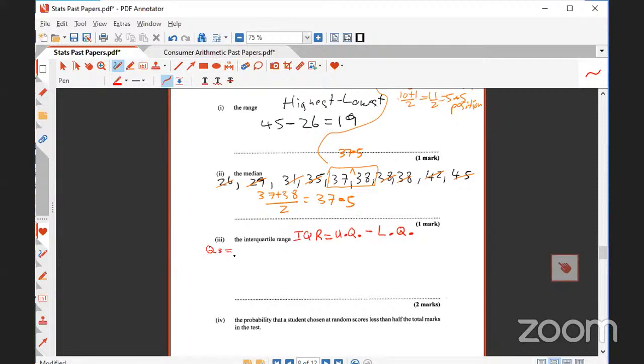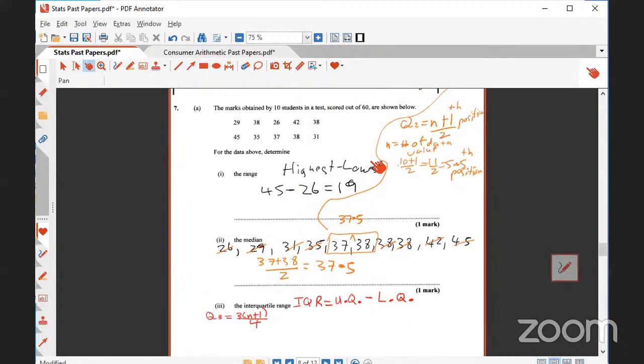And how do you find it? We find it using this formula here. And again, people, it's all about the position. It just basically gives you the position of the numbers. That's what it does. So it is 3 into n plus 1 over 4. Remember that n, when we go back to what we did to find our mean, we had 10 numbers. So we had 10 plus 1 that gave us 11.